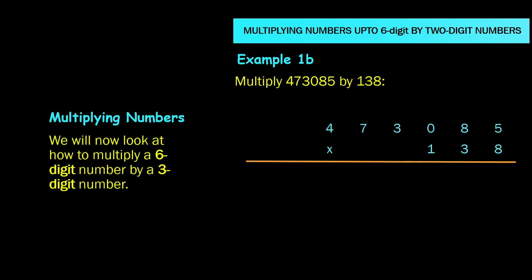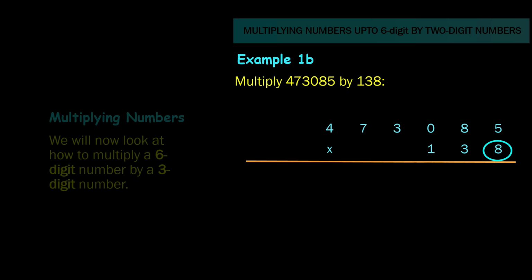Now let's multiply a 6-digit number by a 3-digit number. Consider the example on the screen. So when multiplying 473,085 by 138, multiply in a manner similar to the previous example for the first two rows as shown.